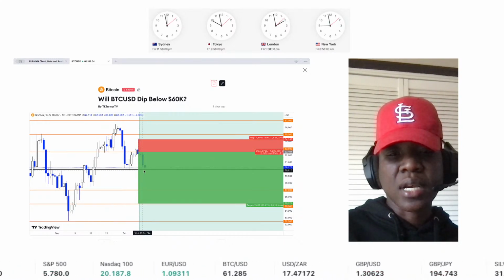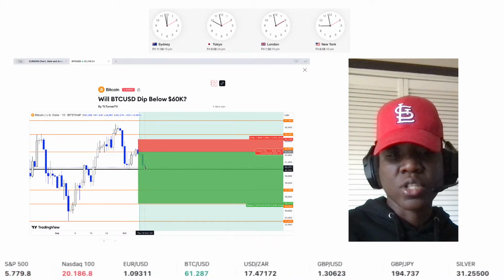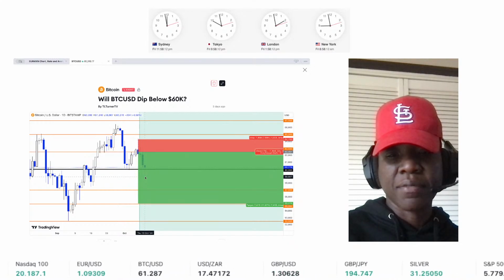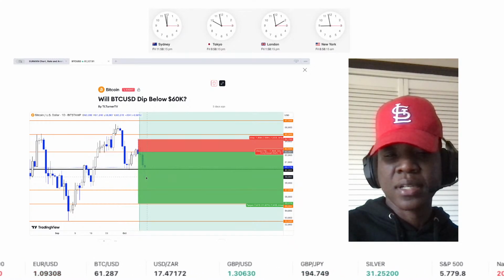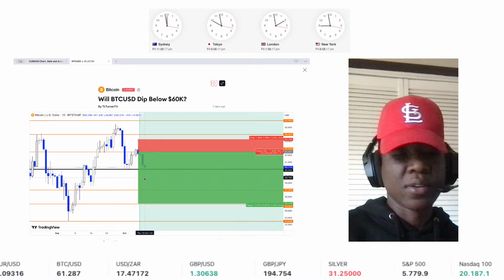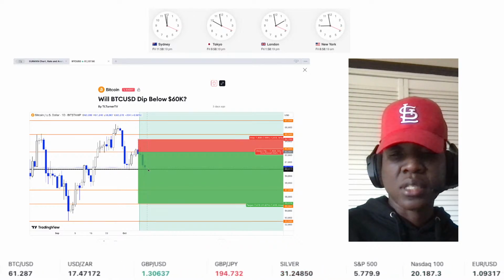This is a major psychological level, and that's why when this broke below and it got down here to like 58,800, I was like, okay, bye. I was like, thank you. So that was a good trade.